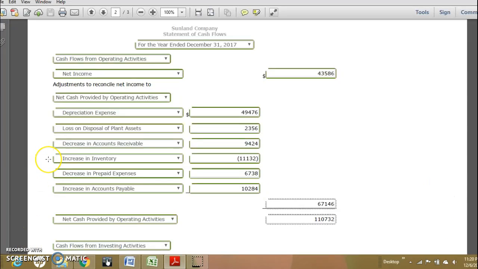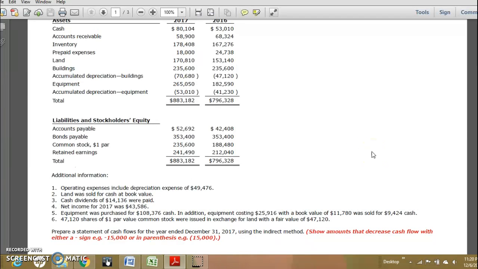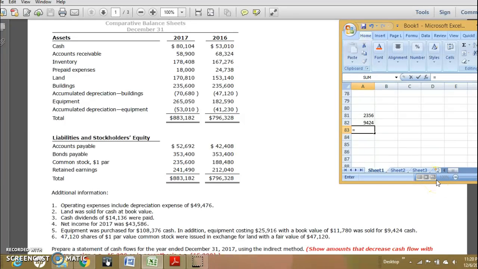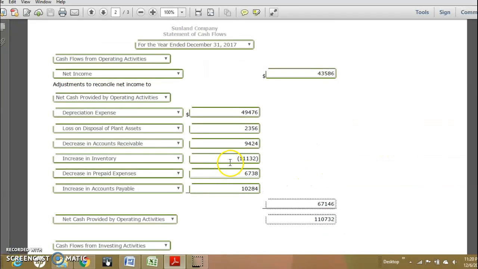And then the company had an increase in inventory. This information is provided right here in the assets section of the balance sheet. In 2016, the company had 167,276, and in 2017, 178,408. So 178,408 minus 167,276, a total of 11,132. The reason I put this in parentheses is that I am going to deduct this from these numbers. I know that if there is an increase in inventory, it should be deducted.